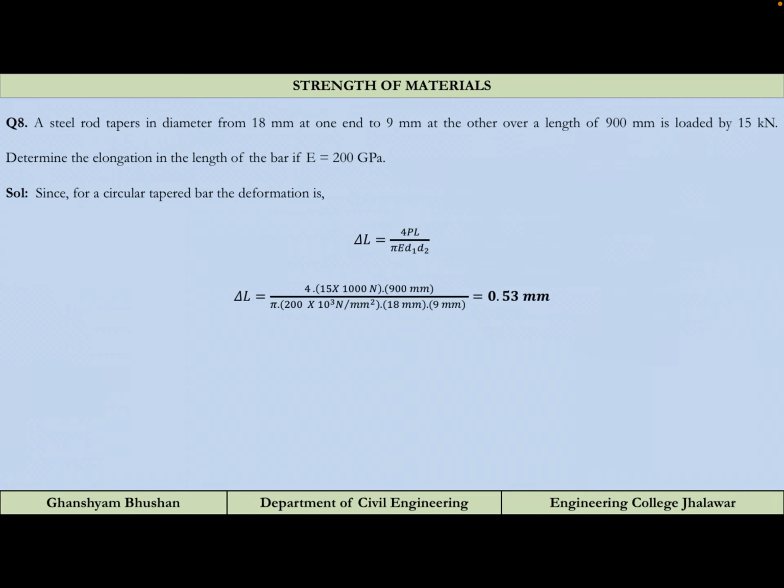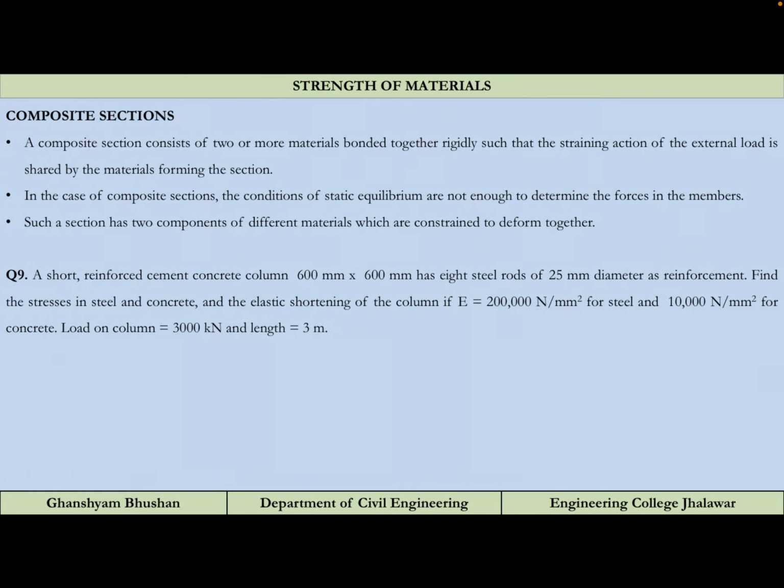Now after the non-prismatic bar, let us move to our next topic, which is composite section. Composite section is also a very small topic, and we can understand it with an example. So let us understand what a composite section is. A composite section consists of two or more materials bonded together rigidly, such that the straining action of the external load is shared by the materials forming the section. Any building, in which you are residing or studying, is made up of composite sections. Why do we need composite sections?